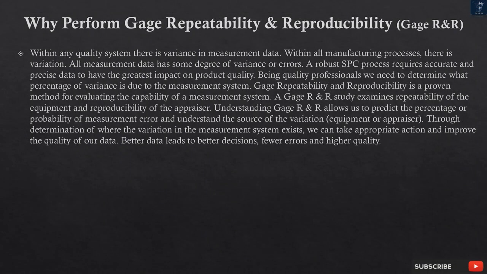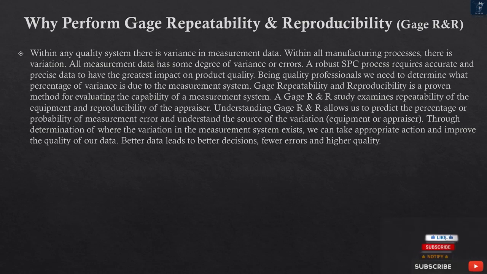Why perform Gage Repeatability and Reproducibility, GR&R? Within any quality system there is variance in measurement data. Within all manufacturing processes, there is variation. All measurement data has some degree of variance or errors. A robust SPC process requires accurate and precise data to have the greatest impact on product quality. Being quality professionals, we need to determine what percentage of variance is due to the measurement system.